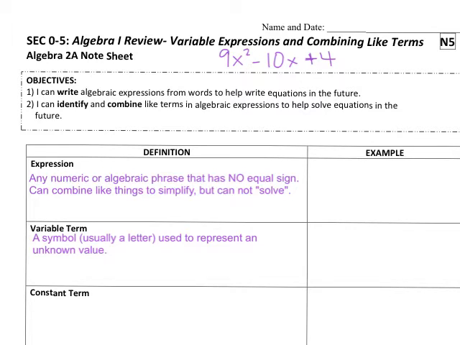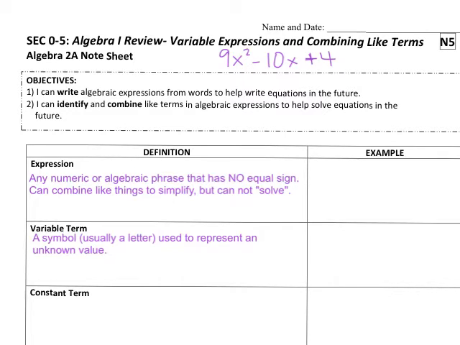All right, we're ready to begin our fifth algebra review set of notes here. And in this video, we're going to be reviewing variable expressions and combining like terms. So at the end of the video and at the end of the notes, you should be able to write algebraic expressions from words and also identify and combine like terms in algebraic expressions.